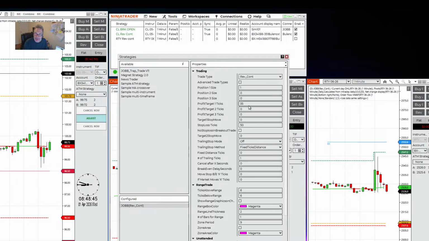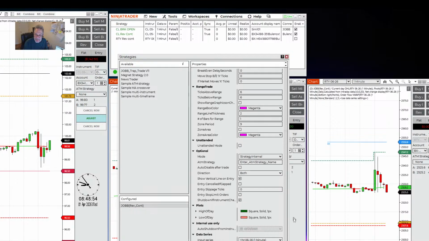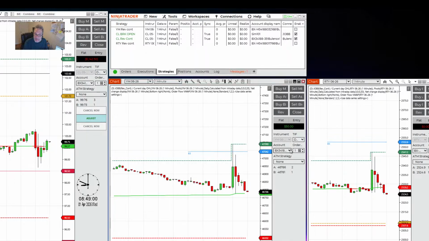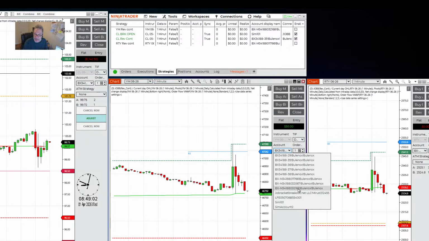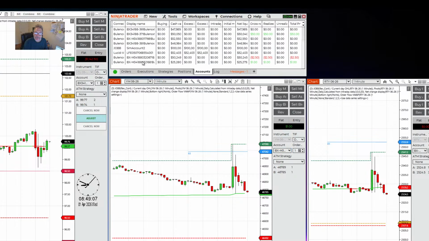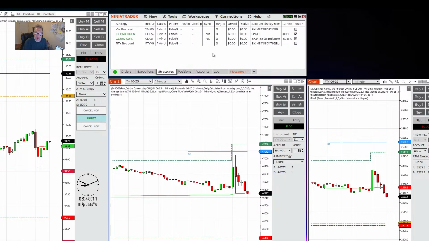Let me look at something. One position, that's all I can trade. It's a small account. 35 target, 50 stop, and one position, and we'll trade it on 68. Apply it, okay it, put the chart on 68. That is a funded account, and it's up a little bit from where it started being funded. Just a little bit.